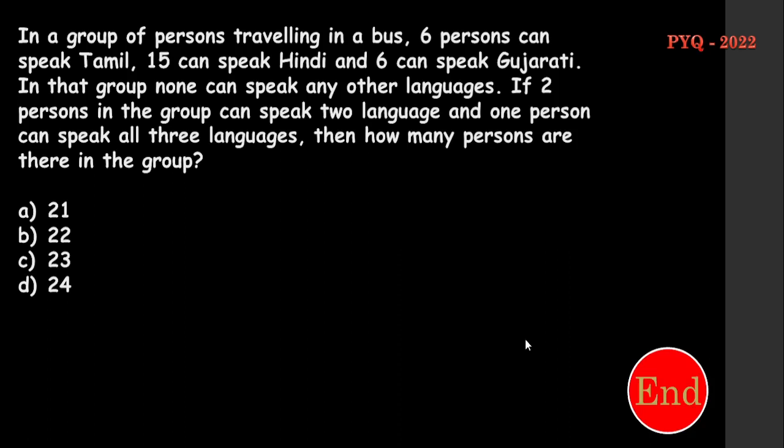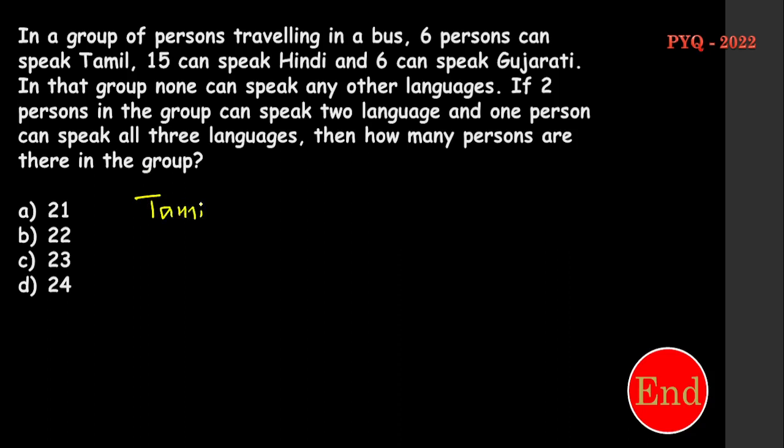Okay, time up. So this question we can solve in 2 different ways. I will explain both the ways. One is in equation format, and the second one is using Venn diagram. So first, in a group of persons traveling in a bus, 6 persons can speak Tamil, 15 can speak Hindi, and 6 can speak Gujarati.